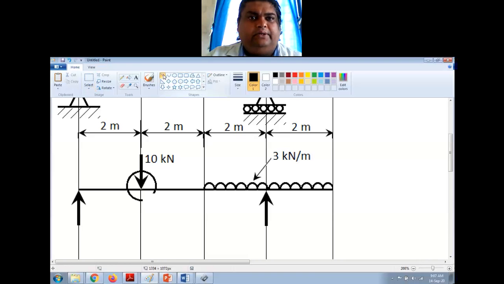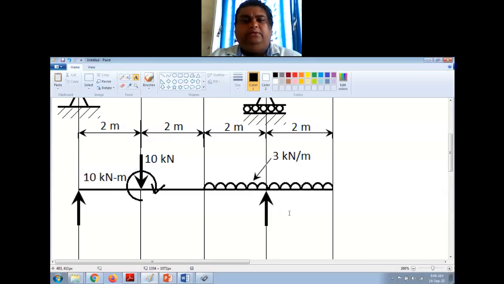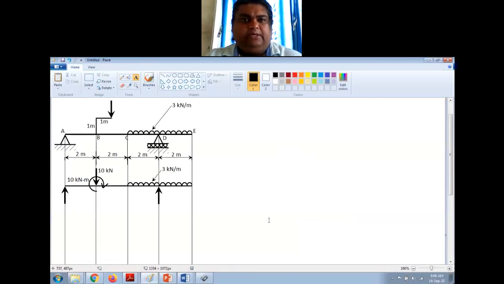I need to show an arrow, so I will just make an arrow like this. So this is a clockwise couple acting at point B, and the magnitude of this couple is 10 kilonewton meter. Now we can solve this numerical because it is similar to the numerical we have solved earlier. Now let us start the solution.